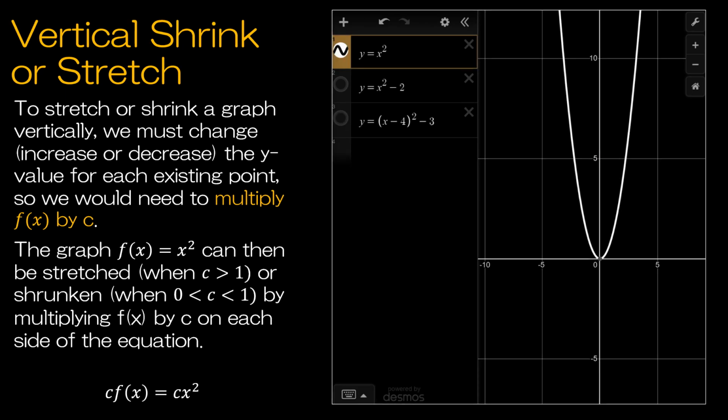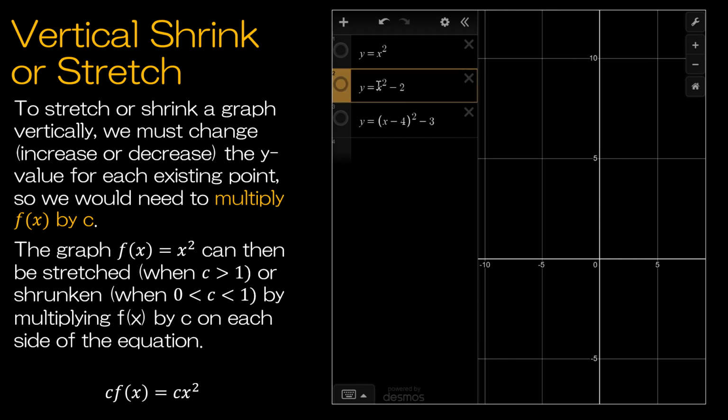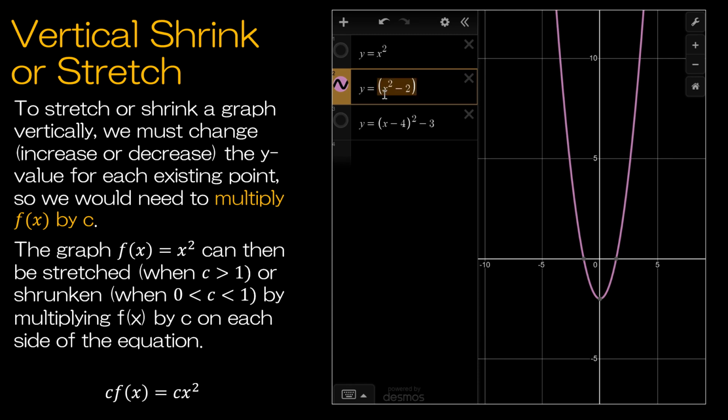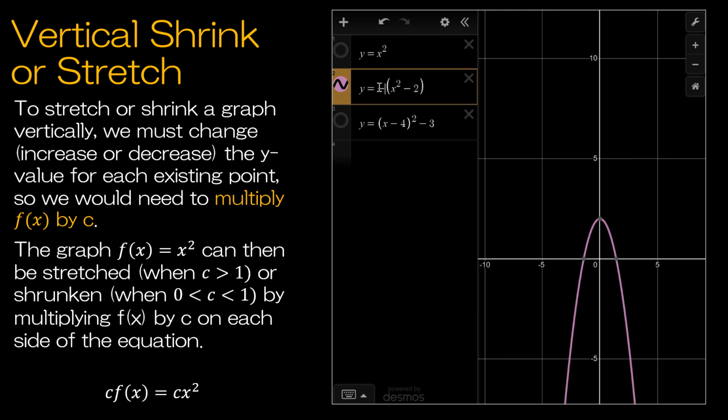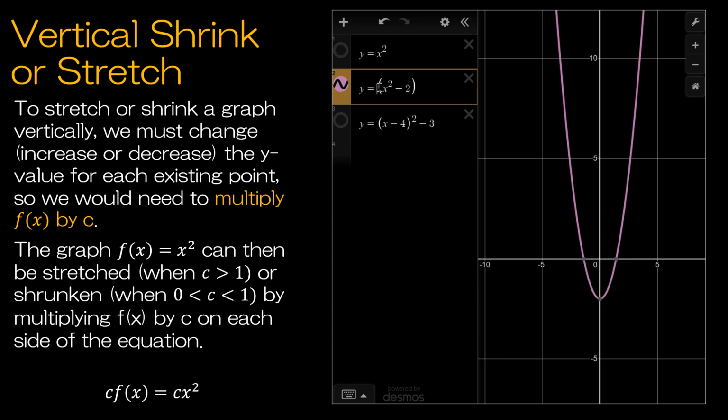Now let's take a look at a vertical shrink or stretch. Just as we did before, for vertical, we're looking at the y-axis. So we're going to be changing the y value, which means just as we did when we were dealing with a negative, we have to change the entire function. So just as a reference, when we were changing this to be reflected, we had to put a negative on the entire function.